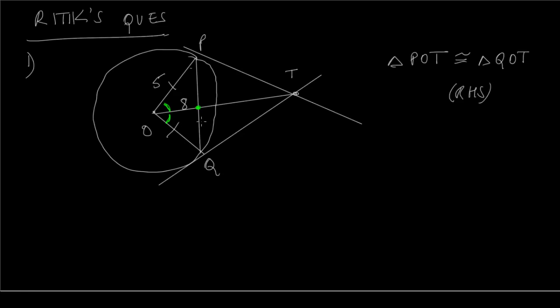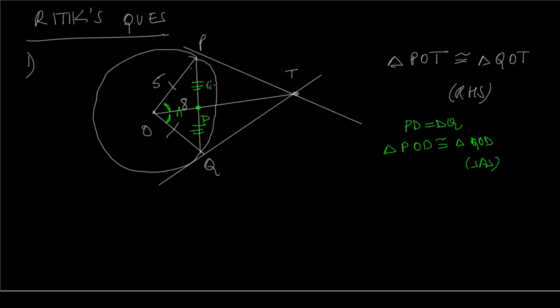Now suppose this PQ meets OT at some D. So we can say that PD will be equal to DQ because triangle POD will be congruent to triangle QOD. By which congruency? By SAS congruency. These two sides are equal, this is a common side, and these two angles are equal. So PD equal to DQ.